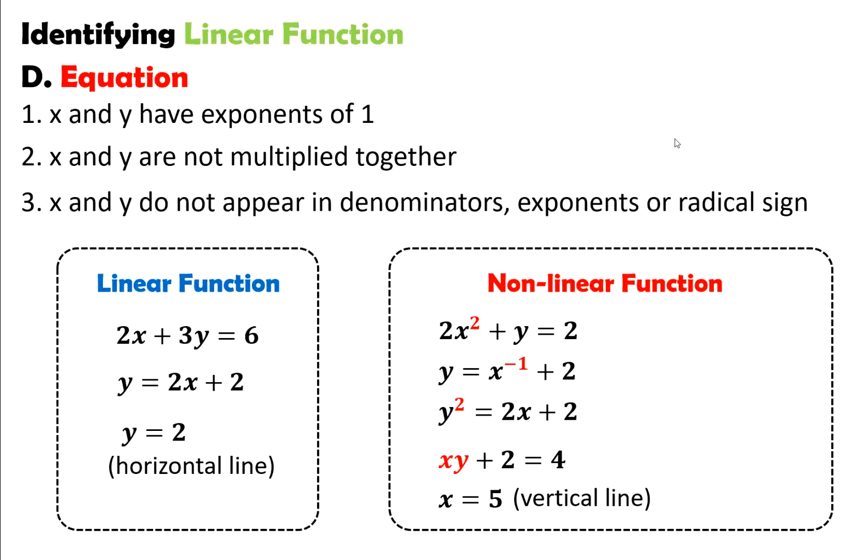Now, next, x and y do not appear in the denominator, exponent or radical. So, unang-una, hindi pwedeng mag-appear yung ating variable sa denominator. Okay? Yung example natin, y is equal to 1 over x plus 2. So, hindi siya pwedeng mag-appear sa denominator. Hindi rin siya po pwedeng mag-appear sa exponent. Ito, y is equal to 2 raised to x plus 2. Hindi pwedeng maging exponent yung variable. And lastly, yung ating variable, hindi pwede siyang naka-radical sign. So, yung example nito, y is equal to 2 square root of x plus 2.